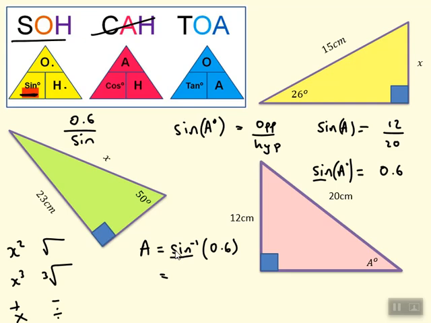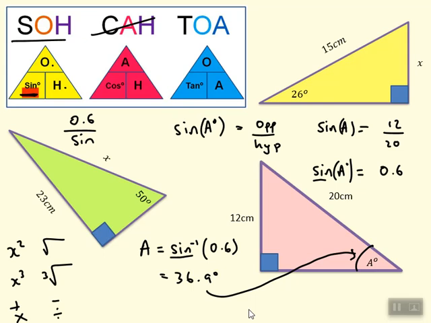Okay, so it's not a number. Sine isn't multiplying a, it's doing something to a. And sine to the minus 1 is going to do something to 0.6, a bit like square rooting a number. So all we need to do to get sine to the minus 1 is press shift sine, so the shift and sine button, type in 0.6 in the bracket, and then this is 36.9 degrees. That's how big that angle is to 1 decimal place.